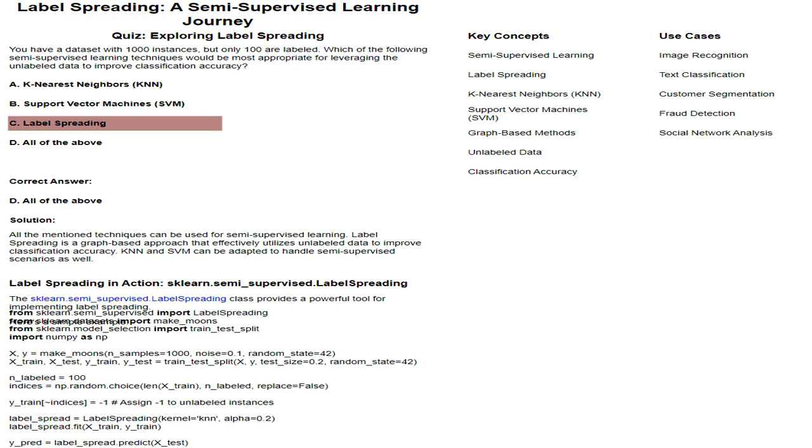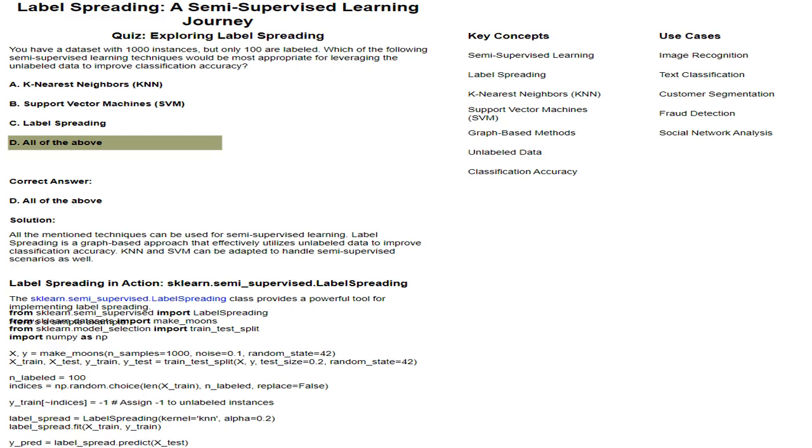It treats the data as a graph, with instances as nodes. The algorithm propagates labels from labeled nodes to unlabeled nodes based on their connections in the graph. This process effectively leverages unlabeled data to improve classification accuracy. True. D. All of the above.